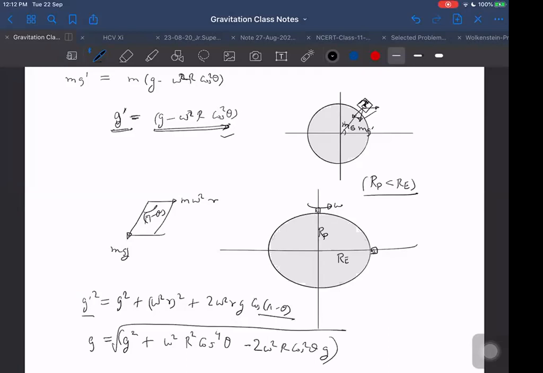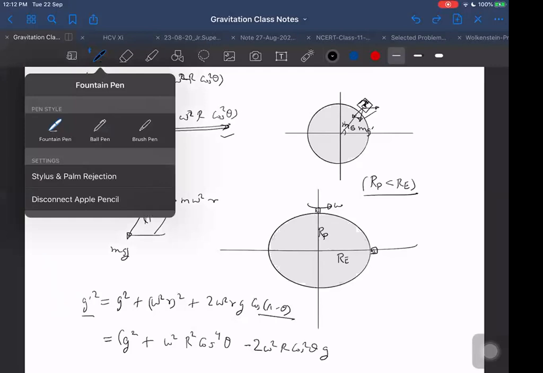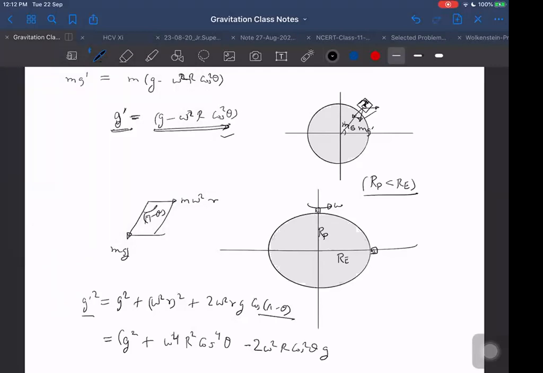So there is a slight correction. In the second step, it is omega power 4, under the root. Omega power 4 r square, okay. We will get that only, sir. Are we getting that only? Yes, sir, this is a square, no? We can write it in this square form: g minus omega square r cos theta whole square.